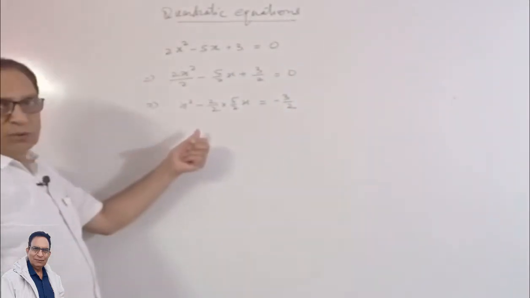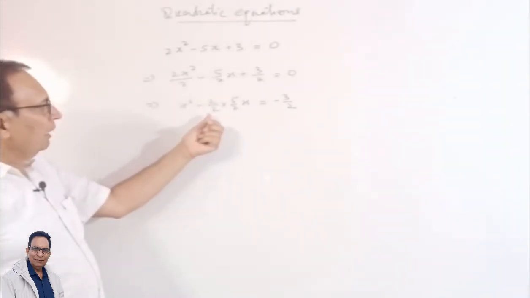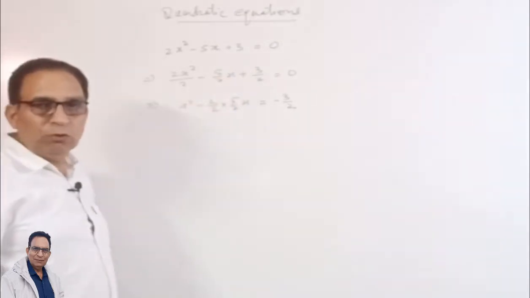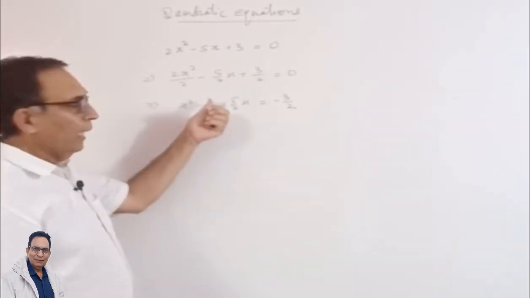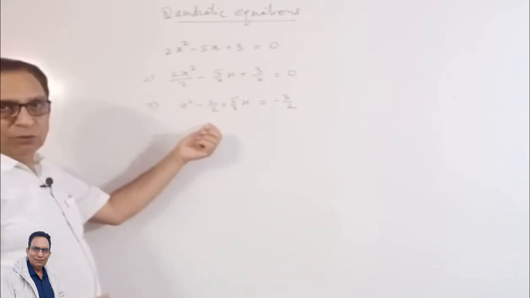Why have I written 2 over 2? First of all, 2 over 2 is 1, and when I multiply this by 1, I am getting the same number. It doesn't make any difference. But to complete the square, the middle term should have 2 as the coefficient. For that, I have written 2 over 2.